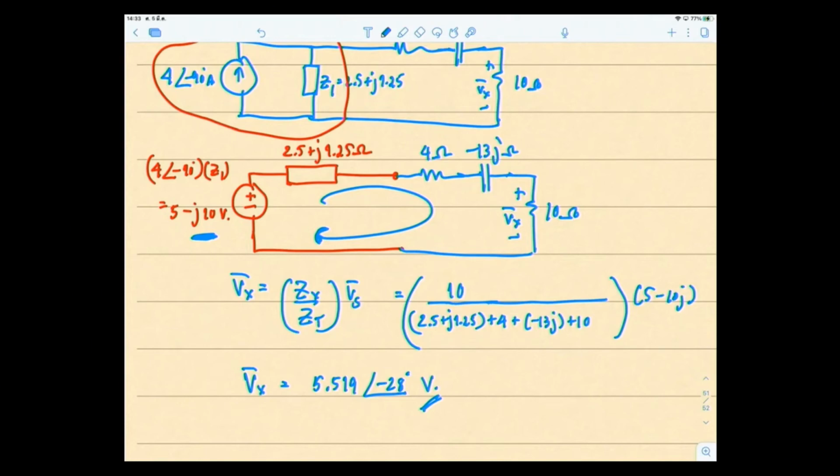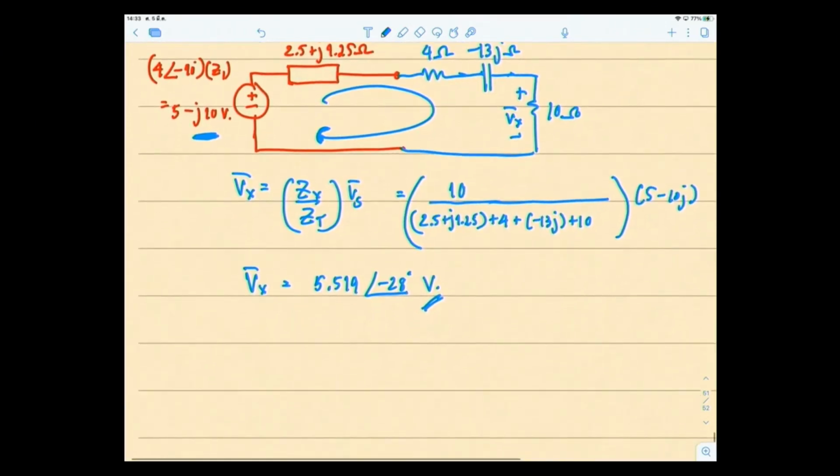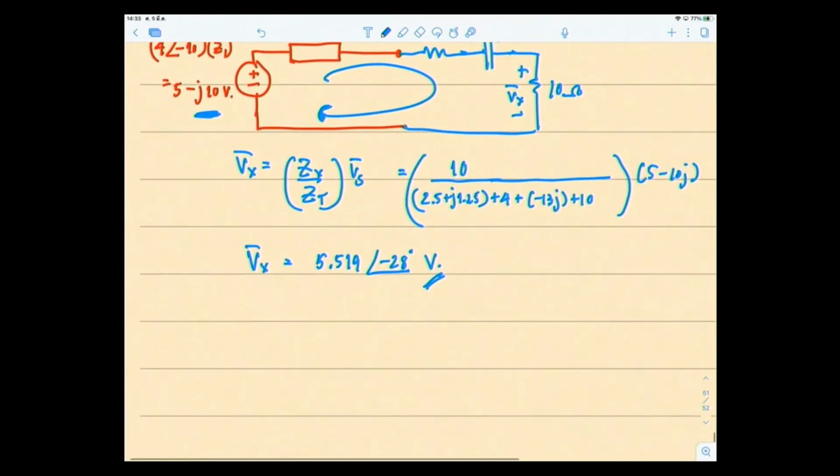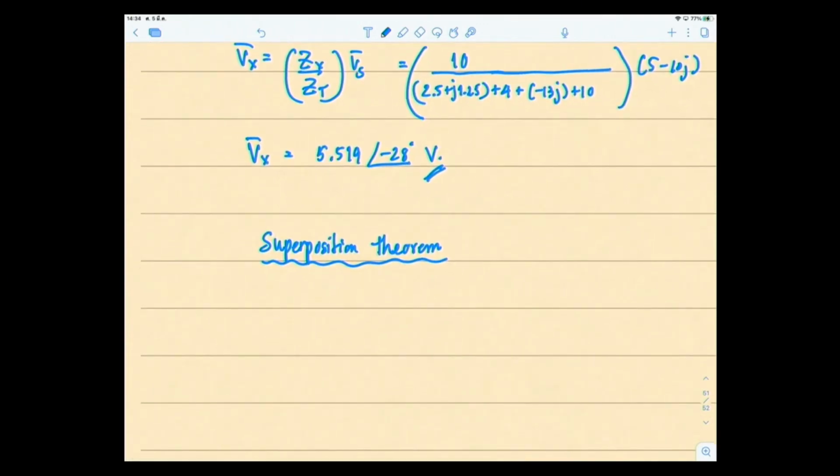Okay, so next one, I'm going to do superposition. Example for superposition theorem. This is an example I got from a textbook by Alexander. I think it's a very good example. It covers everything.